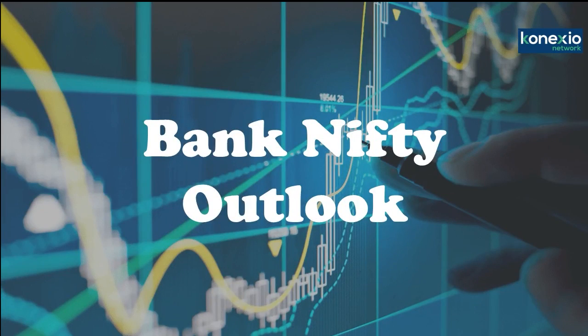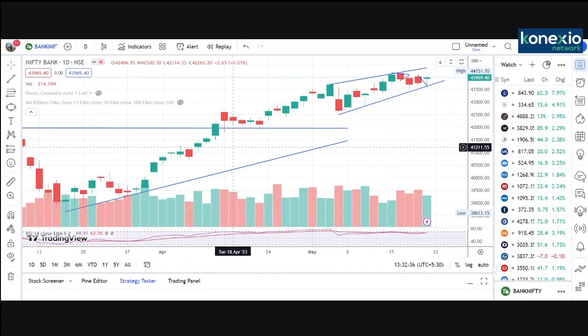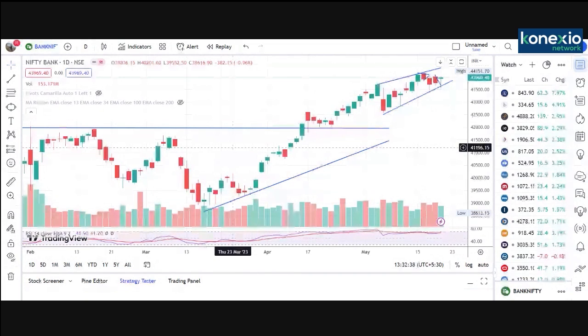So, friends, now let us check out Bank Nifty daily charts, and we will try to analyze what could be the trend for the next week in Bank Nifty. So, let me put down the Bank Nifty daily charts so that we will have a clear view. Bank Nifty has also seen a similar kind of move. It is moving into a rising wedge.